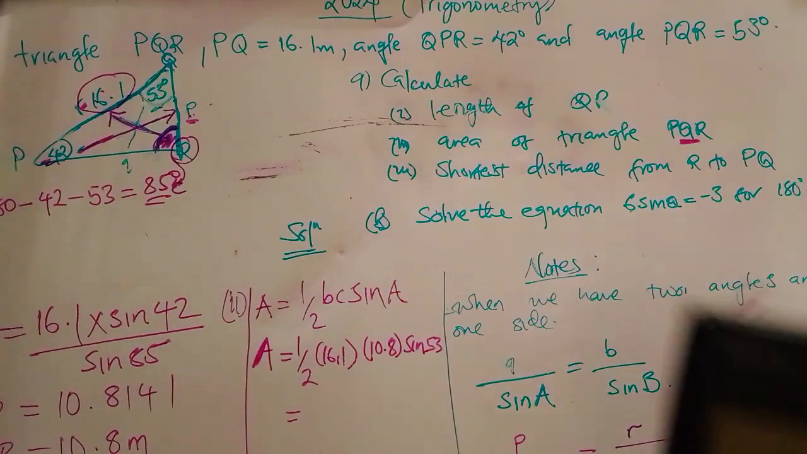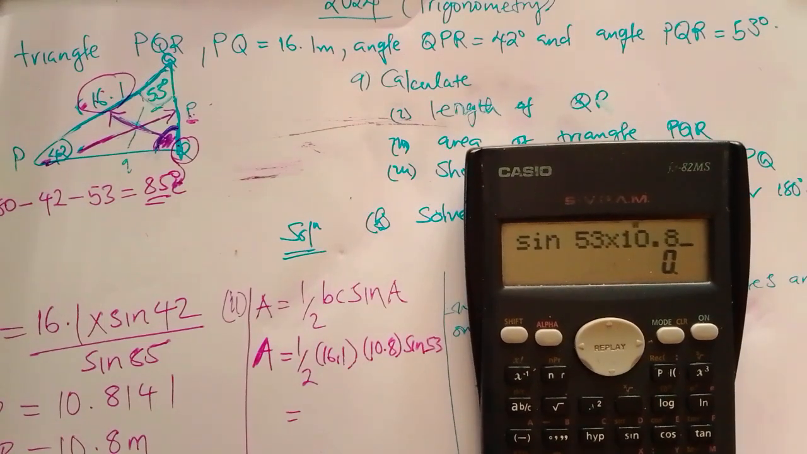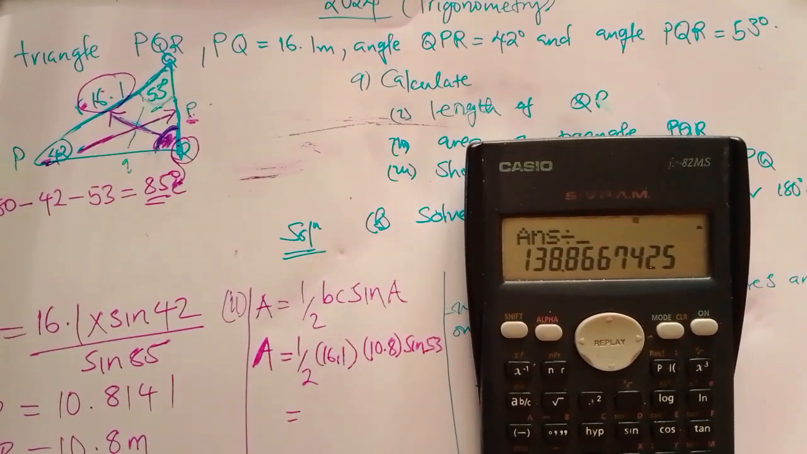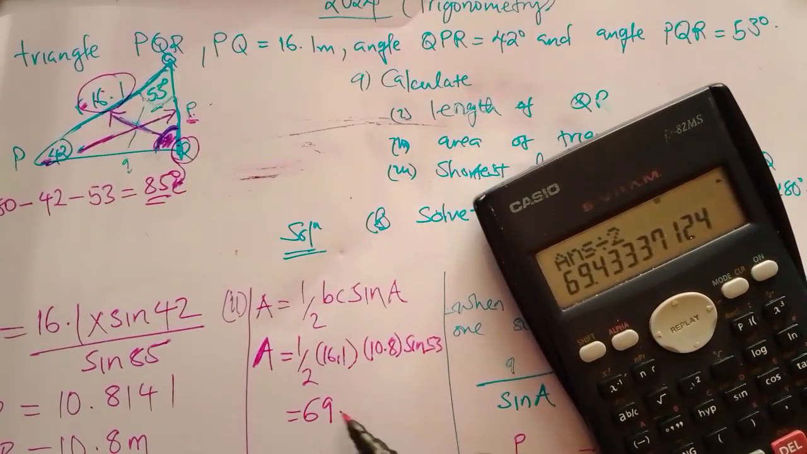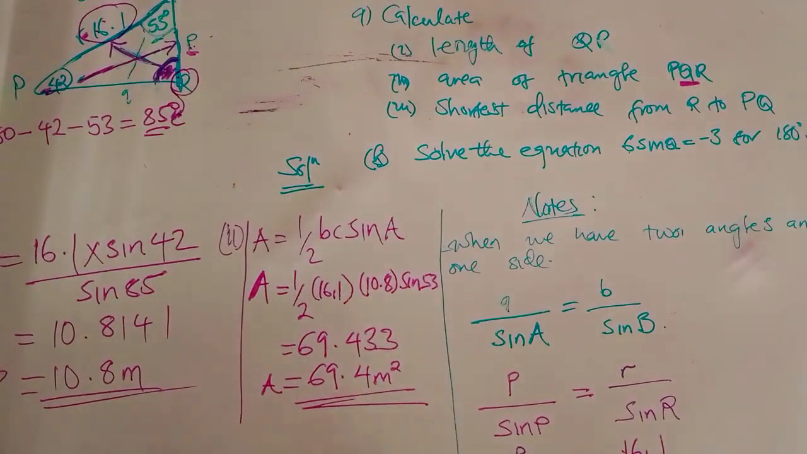So again, start by punching sine 53 times 10.8 times 16.1 equals, divide by 2. So you get 69.433. Then to three significant figures, we have 69.4 as our area. So this is how calculation of area is simple.